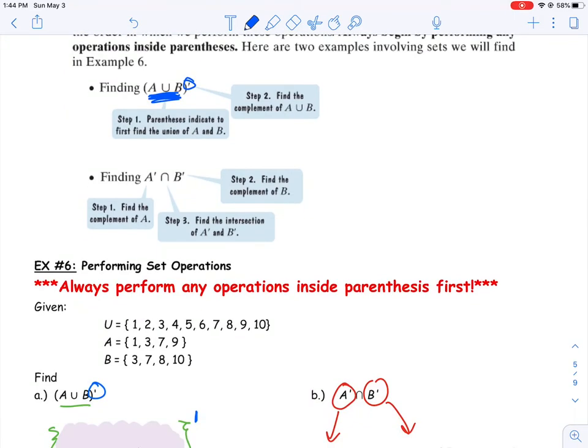Versus if there are no parentheses. In this case, you would do the complement of A, write down all the elements that are not in A. You would do the complement of B, all the elements that aren't in B, and then you would find their intersection, who is in their overlap, making sure that you follow step by step and you're clear with your work.